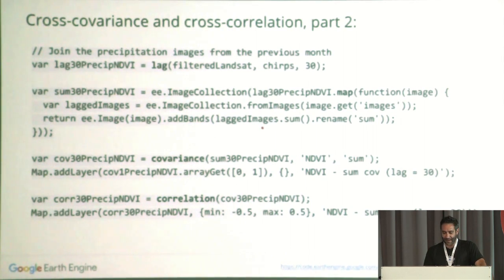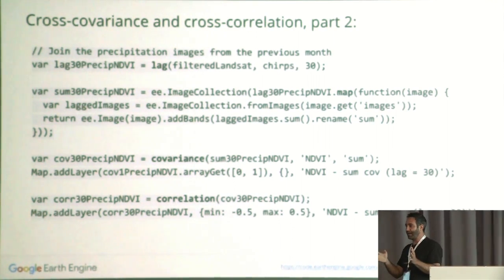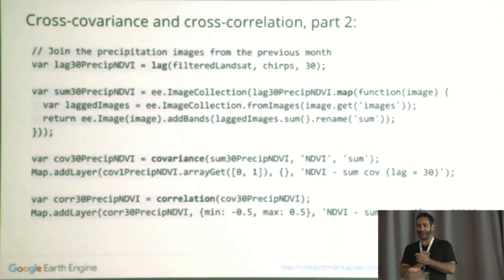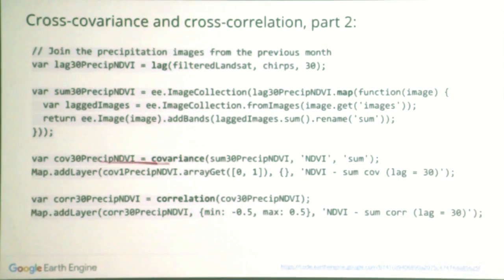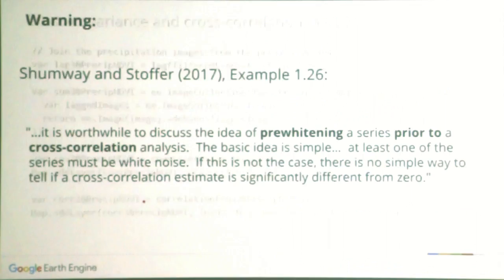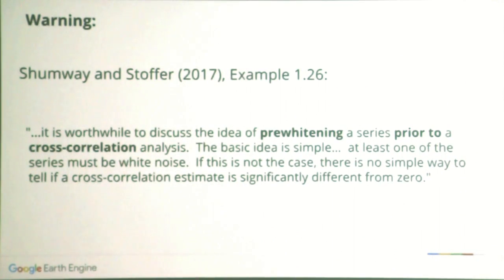And take that list of lagged images, take their sum, rename it 'sum', and add that band to the image. And that's it. So instead of just merging the two bands, we're adding up everything in the list and adding that as a band instead. And then we can operate covariance on it, and then we can operate correlation on it as well and display the result. And it's not ready yet because I have a disclaimer first.